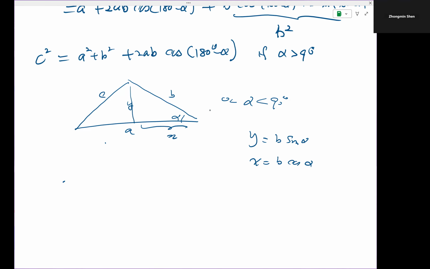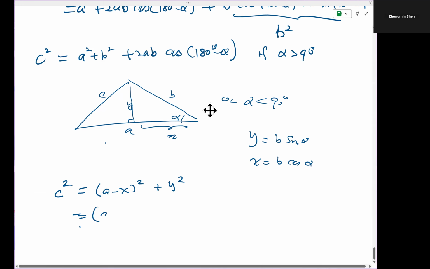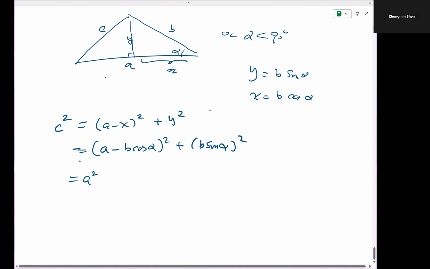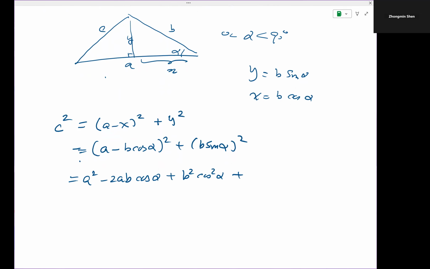So now you can get C squared equals, use this right triangle, (A minus X) squared plus Y squared. Do you agree? Apply the Pythagorean theorem. So now you get (A minus B cosine alpha) squared plus (B sine alpha) squared. Let's derive the formula. It's A squared minus 2AB cosine alpha plus B squared cosine squared alpha plus B squared sine squared alpha. So this will be B squared again, so we get A squared plus B squared minus 2AB cosine alpha.